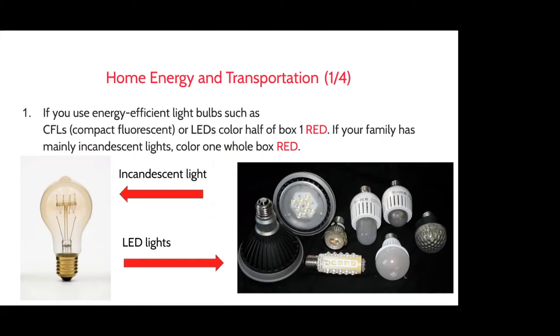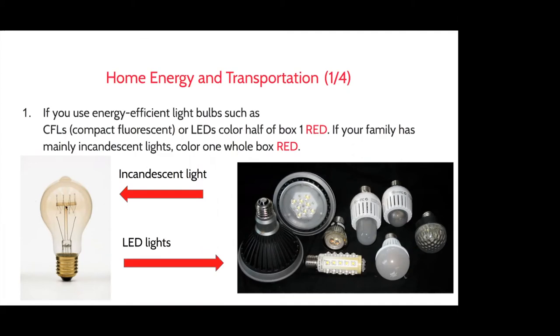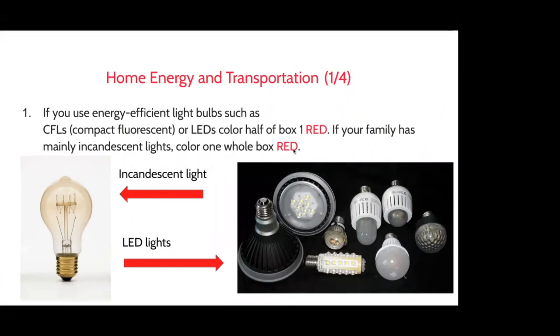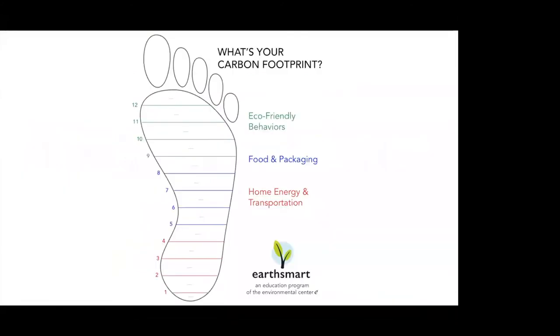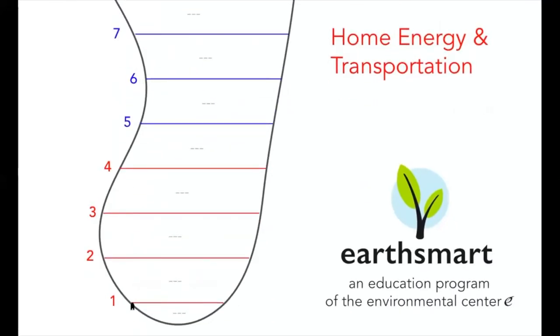LED and CFLs are becoming more common in households, but you might pause the video here and check what some of your main lights have. If you mostly have incandescent lights, that's okay. You're going to color all of box one red. If you know your family has many CFLs or even LEDs, you're going to color half of box one red, which means you can color all the way to this dash mark, halfway from one end to the middle, instead of coloring the entire box.